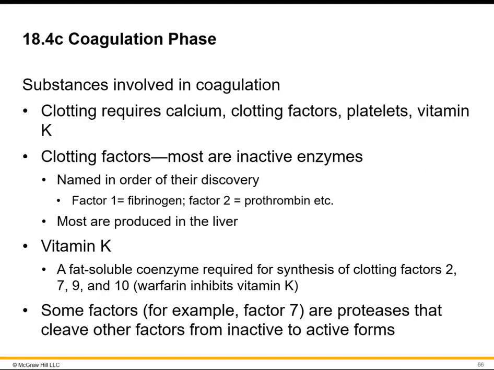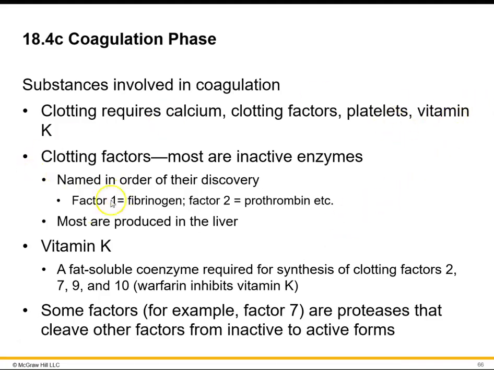Okay, what's involved in coagulation? Well, clotting is going to require the presence of calcium, the presence of clotting factors, and we'll talk about those in a second, the presence of platelets, and the presence of vitamin K. Clotting factors mostly are going to be inactive enzymes. So an inactive enzyme is going to somehow become activated, which is then going to activate another inactive enzyme, which then activates another enzyme, and so on and so forth, until ultimately fibrin is made.